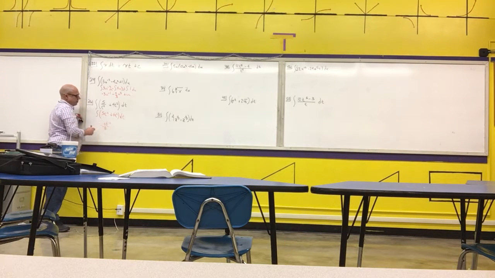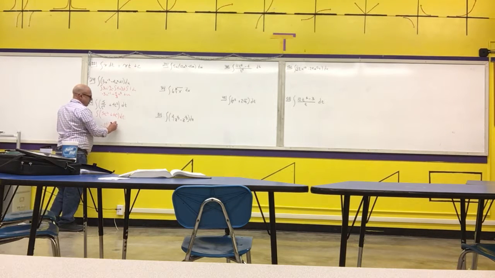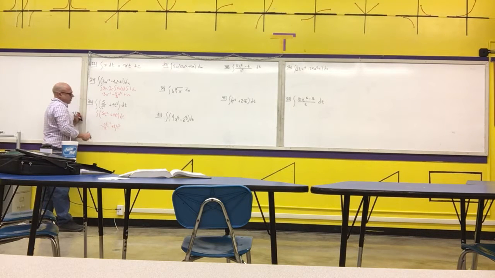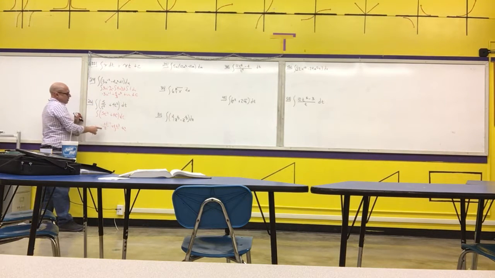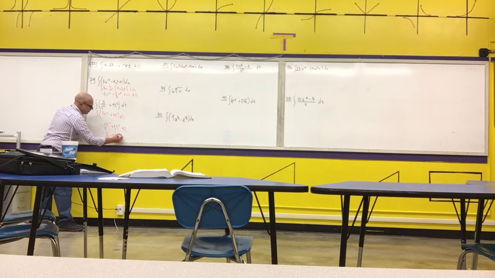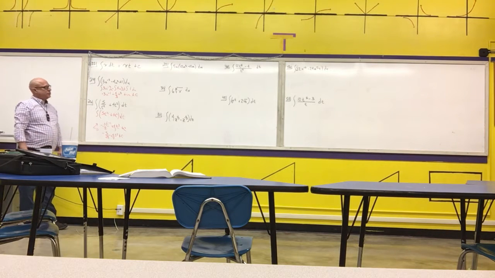negative 5 halves. Add 1 to the exponent. It's going to give me t cubed. Divide by the new exponent, plus 4 thirds. And up here I forgot my plus c. Here I need my plus c. You can leave it like this, or you can rewrite it as negative 5 over 2t plus 4 thirds t cubed plus c. I will accept either one of those two answers.